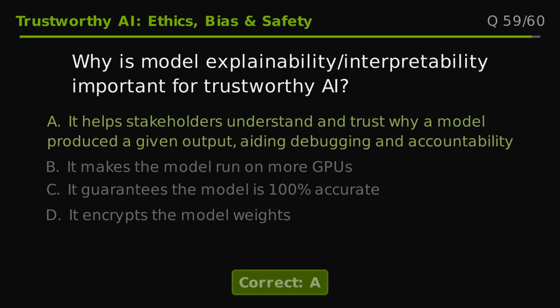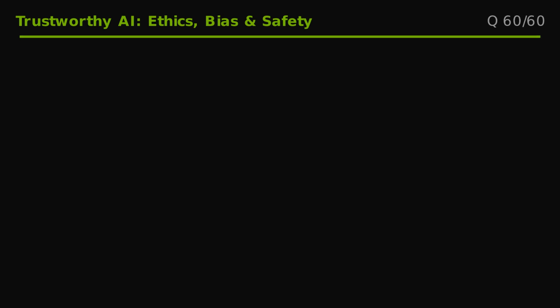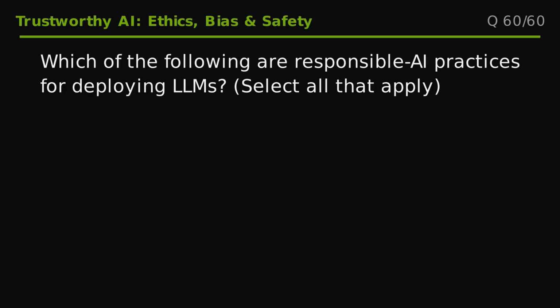The correct answer is V. Explainability techniques, feature attributions, attention analysis, rationales help users understand model behavior, detect bias, debug errors, and meet accountability or regulatory needs. Question 60. Which of the following are responsible best practices for deploying bias?